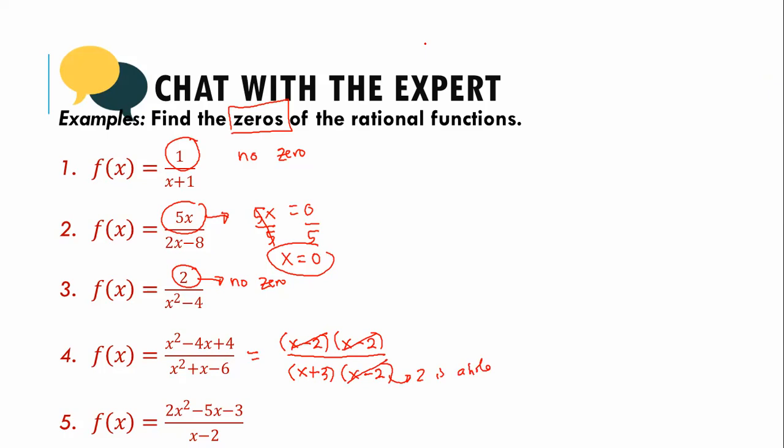Sorry. What's remaining in the numerator? There's none, right? So we say that we don't have any 0. No 0. Next, the last one.